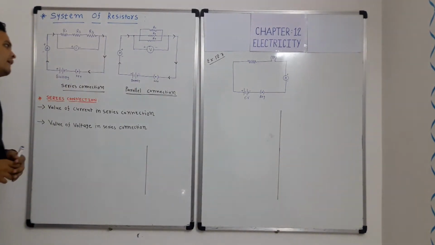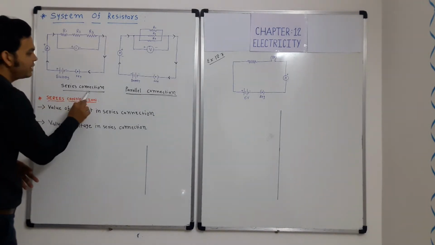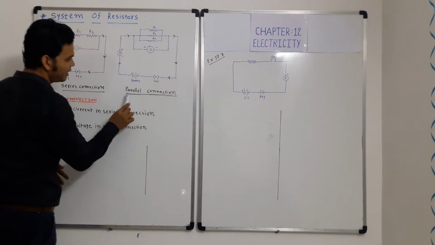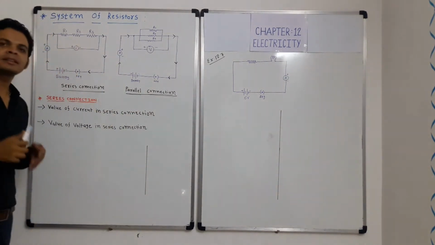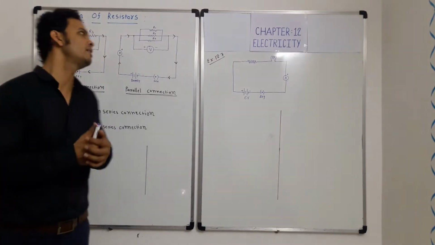Here you can see, resistances can be connected in series manner and resistances can be connected in parallel manner. Now let us try to understand in detail what we mean by series connection and parallel connection.